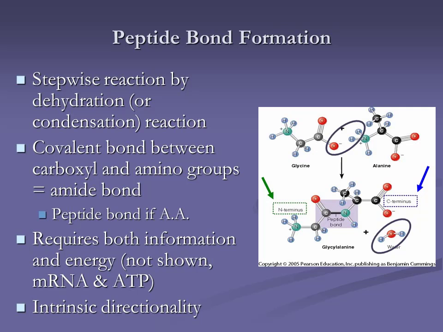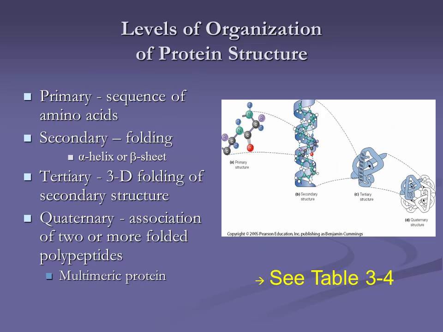So with our proteins, we're going to have different levels of organization. Our genetic code in our DNA dictates which amino acids are going to be assembled in which order. And the order of the amino acids is referred to as our primary sequence. That's our primary structure of our protein.